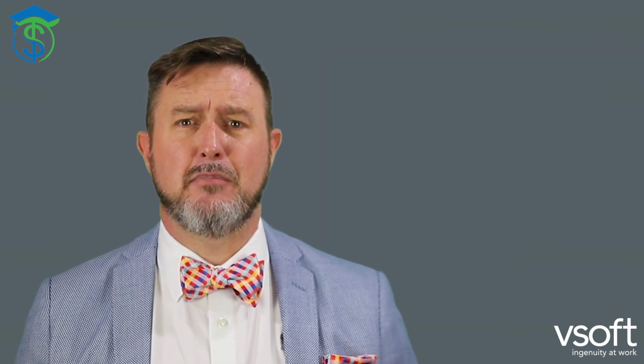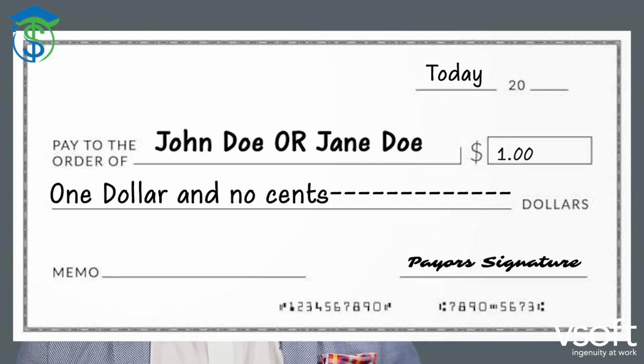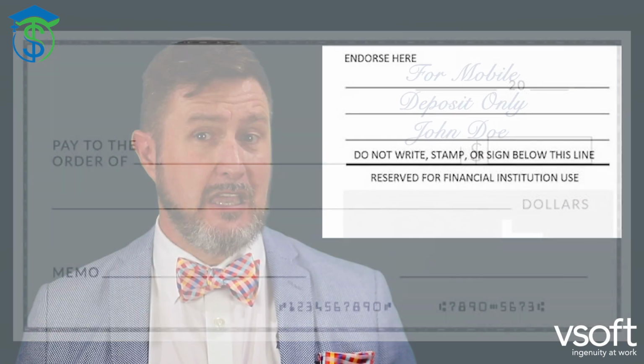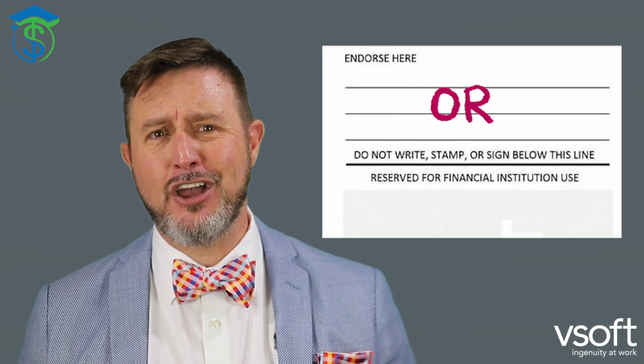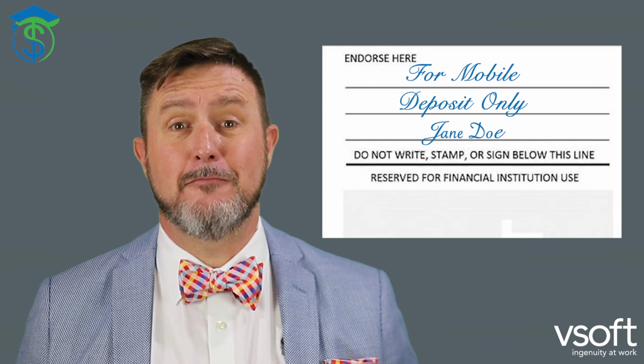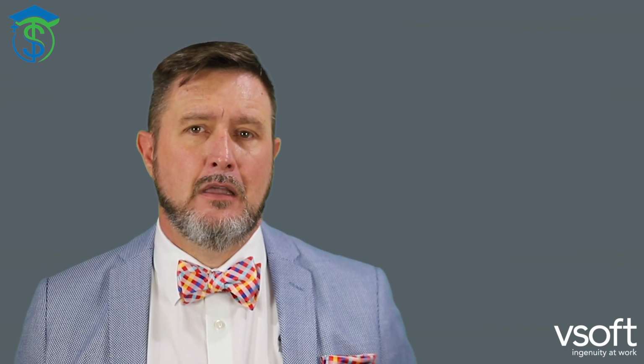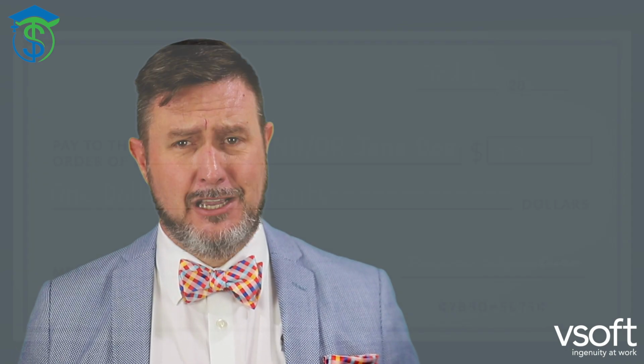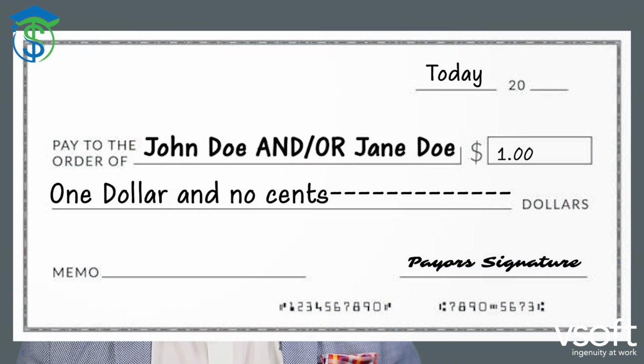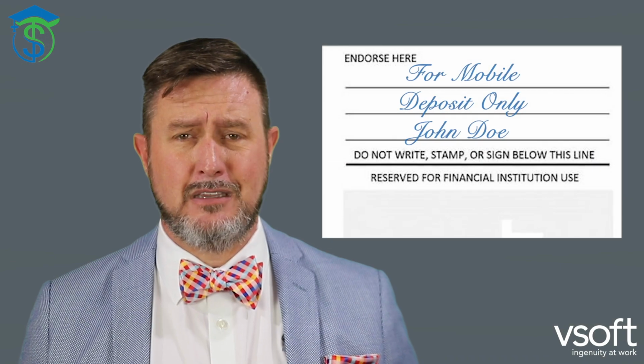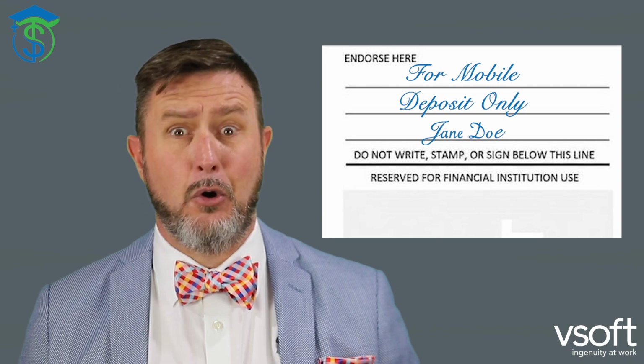If the names are connected by the word or, well then only one of them has to sign. So again, it's made out to John Doe or Jane Doe. Then only one of them has to sign. And to make things really fun, what if the check reads and or? One or all of the payees may sign, so it can be either John Doe or Jane Doe or both.